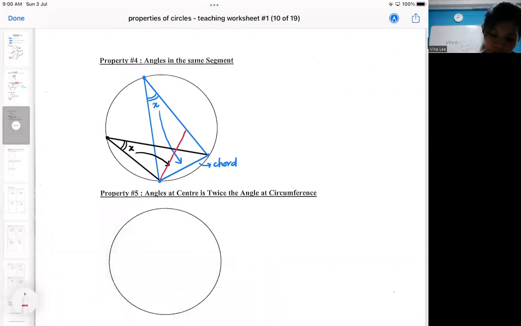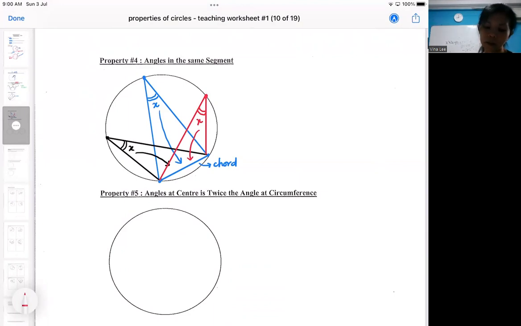If you take a look from the same chord, all these angles are sitting on the circumference, and they are facing the same chord. This is what we call angles in the same segment. This will be a very popular one.